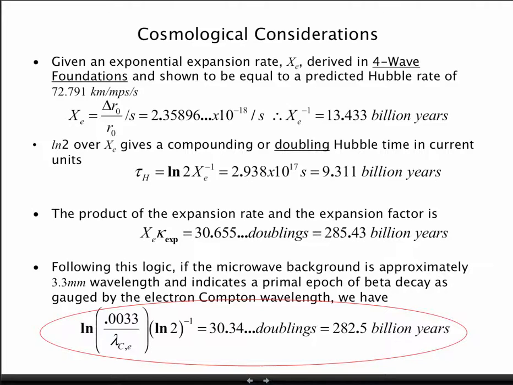With similar logic, if the CMB, according to the WMAP, is centered around 90 gigahertz, or a wavelength of 3.3 millimeters, and has expanded from an early epoch of beta decay, this represents a doubling of 30.34 times, or an age of 282.5 billion years, which is consistent with the first analysis.